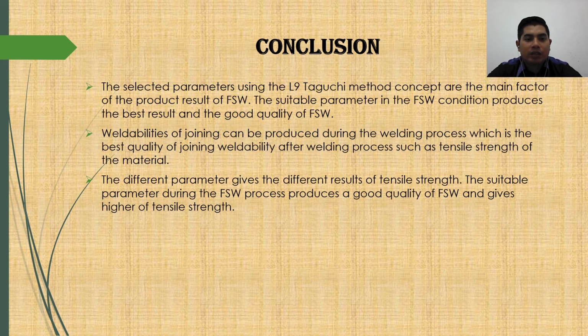Conclusion: the parameters selected using the L9 method concept are the main factor in the result of friction stir welding. Suitable parameters produce the best result and good quality of friction stir welding. Weldability of joining can be produced during the welding process, with the best quality of joining shown in properties such as tensile strength of the material. Different parameters give different results of tensile strength.